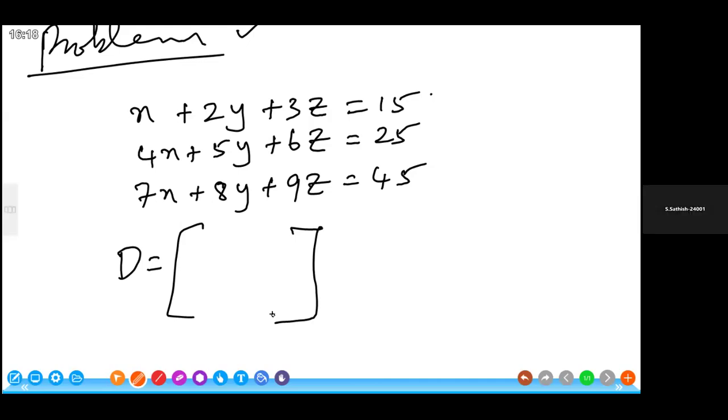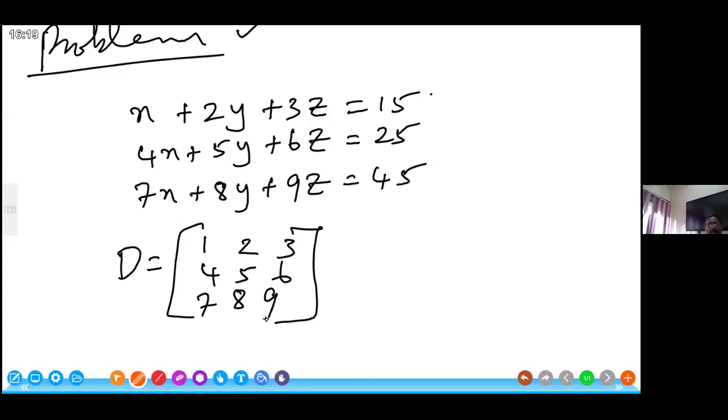1, 2, 3 row wise. Row wise. Okay. 4, 5, 6. 7, 8, 9. Right. What is the problem here? We came across a similar one earlier. Determinant is zero. What will happen?